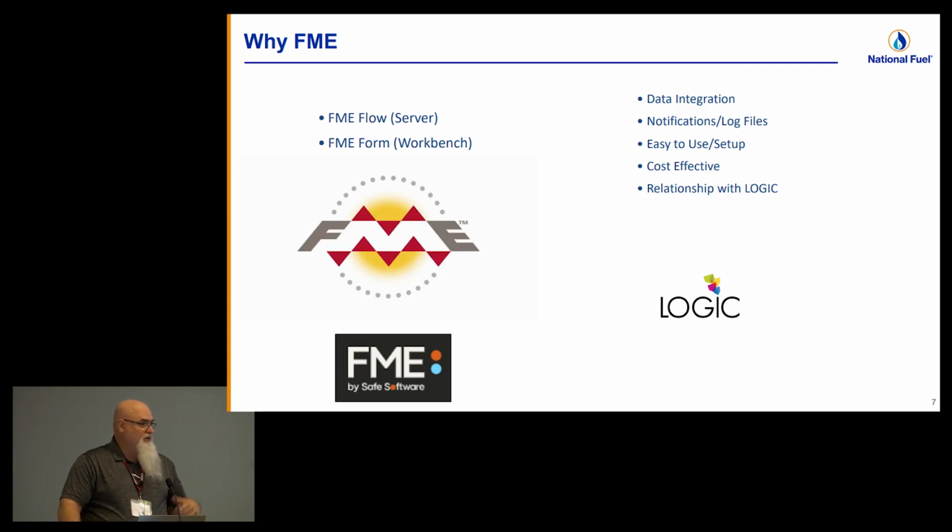We had a lot of help from Logic at the start. They helped us set up the FME server initially. Now we maintain all of this ourselves. And it was really cost effective.